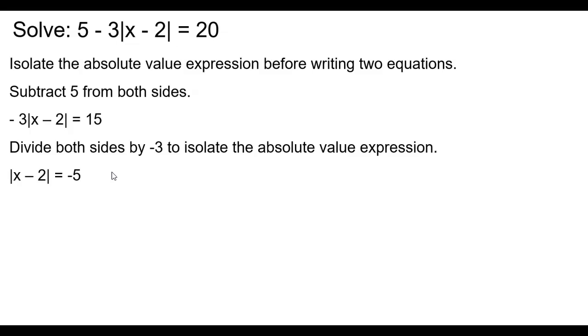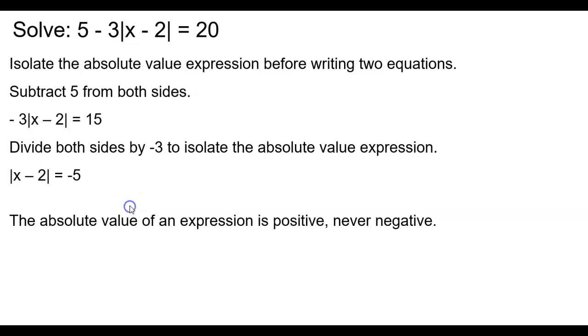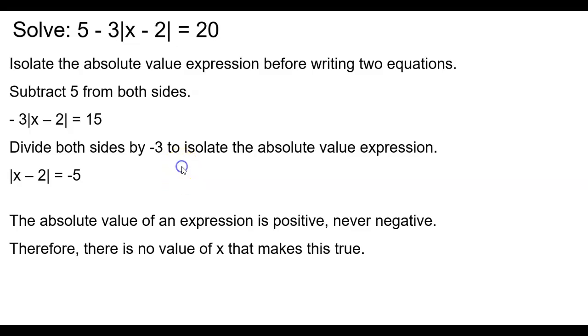Now at this time, alarm bells should be going off, because we know that when things pop out of the absolute value bars, they are positive. Well, this is popping out a -5. The absolute value of an expression is always positive, never negative. Therefore, there is no value of x that makes this true.